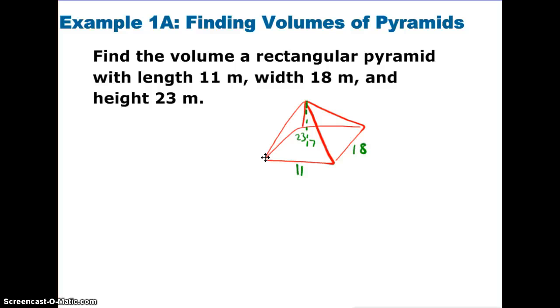So the first thing I need to do is find the area of the base. So I would do 11 times 18 to find the area of the rectangle. Alright, so once I have the area of the rectangle, I then need to take it, multiply it by 1/3, and multiply it by the height to find the volume.